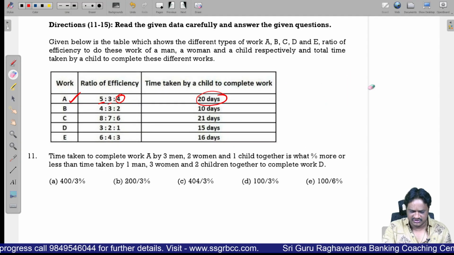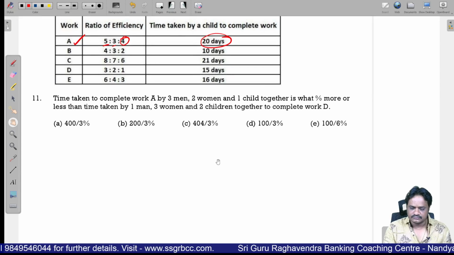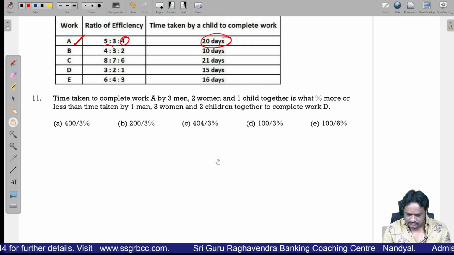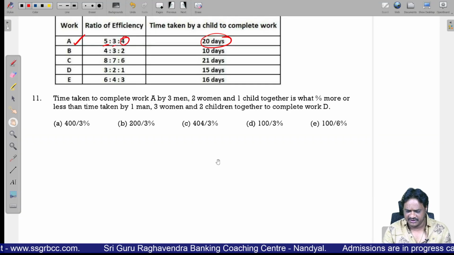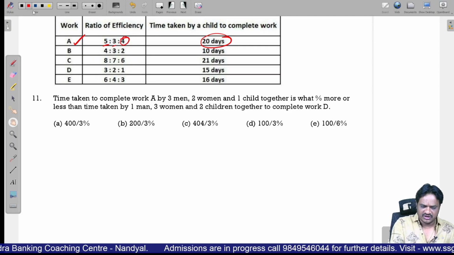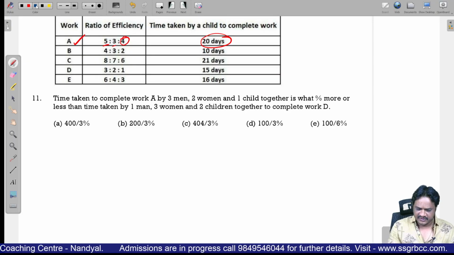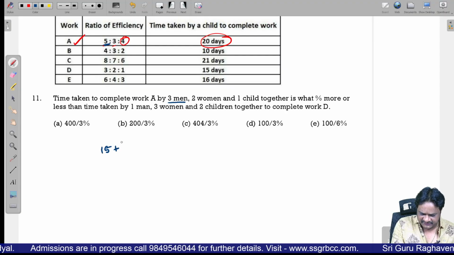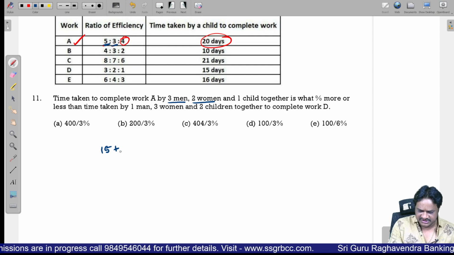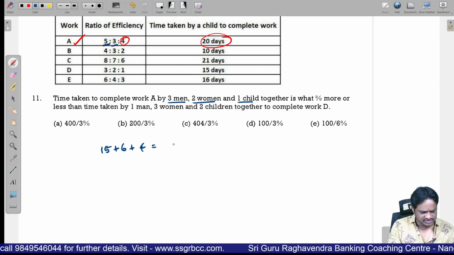Let us see the first question. Time taken to complete work A by 3 men, 2 women and 1 child is what percent more or less than time taken by 1 man, 3 women and 2 children to do work D. Now there is work A and work D. Work A, 3 men. One man efficiency 5, so 3 men efficiency 15. 2 women. 1 woman efficiency 3, 2 women means 6. 1 child means 4. So total it is 25.